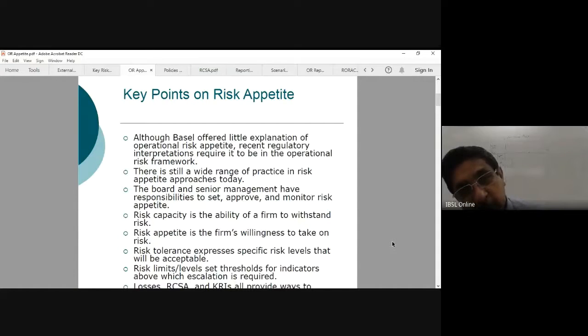Originally, the Basel didn't offer so much explanation on operational risk appetite. But recently, the regulatory requirements really focused on appetite of operational risk. Some of the risks the organizations are not really tolerating. So they say the appetite is 0 for some of the operational risks. So that is what the organizations are really taking into consideration.